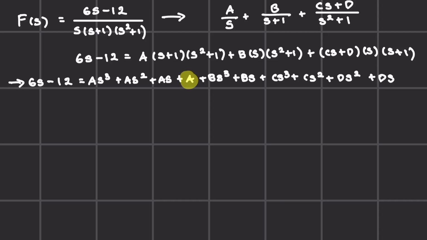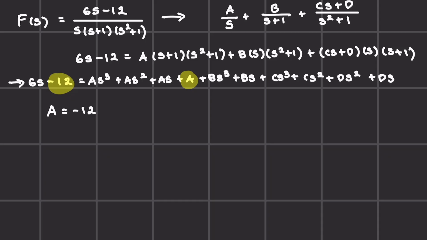Take a look at this one. We have a constant with no variable attached to it, and we have a negative 12 there. So we know the value of A is equal to negative 12. Now we need to gather all the coefficients with s to the third power, the squared power, and the first power.